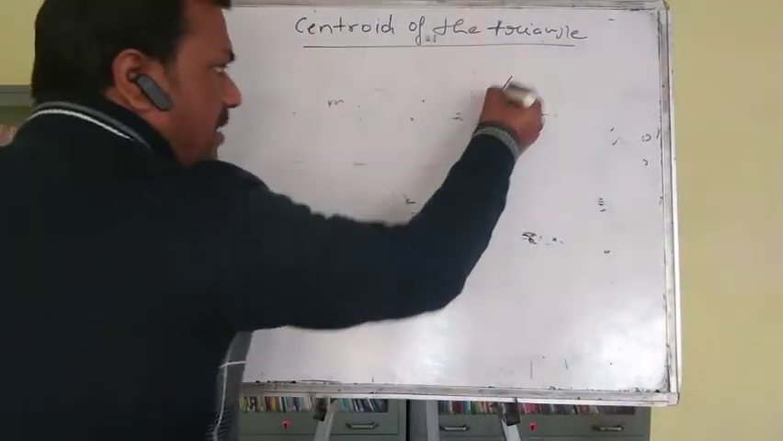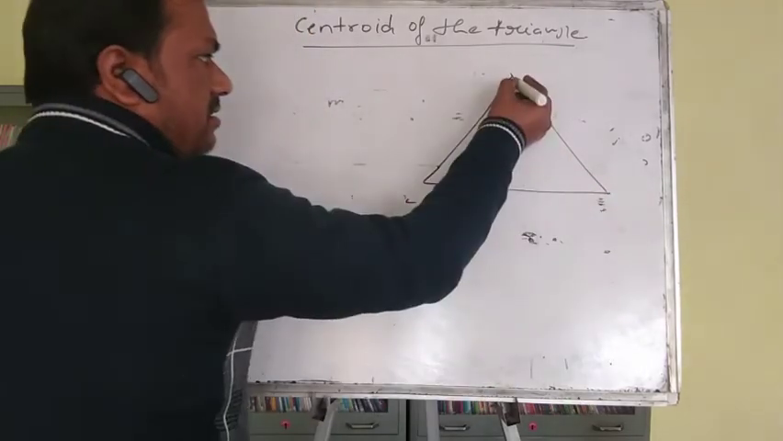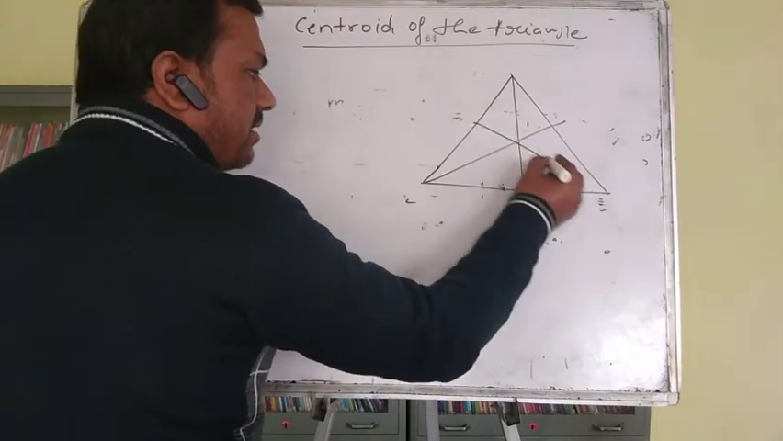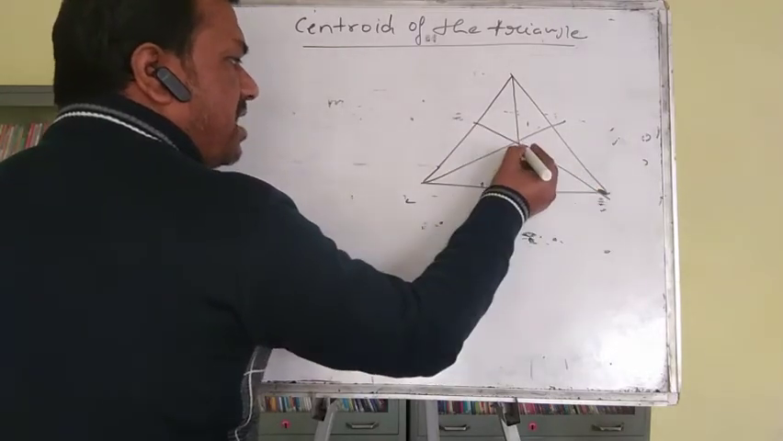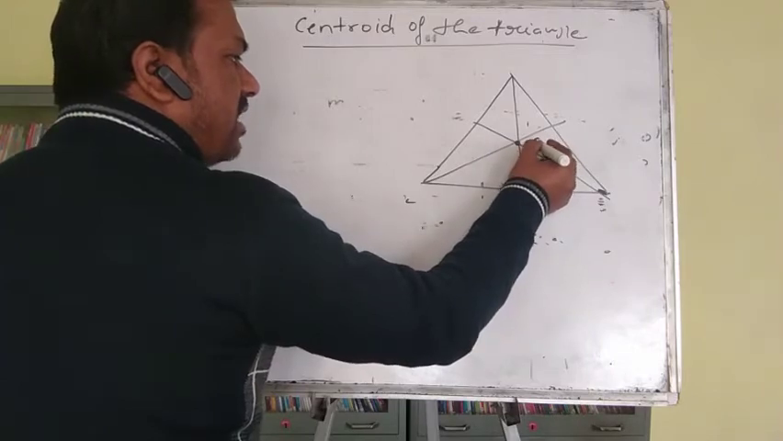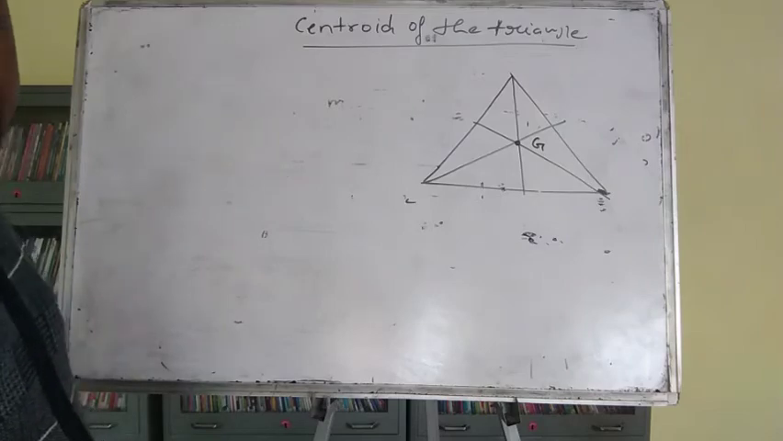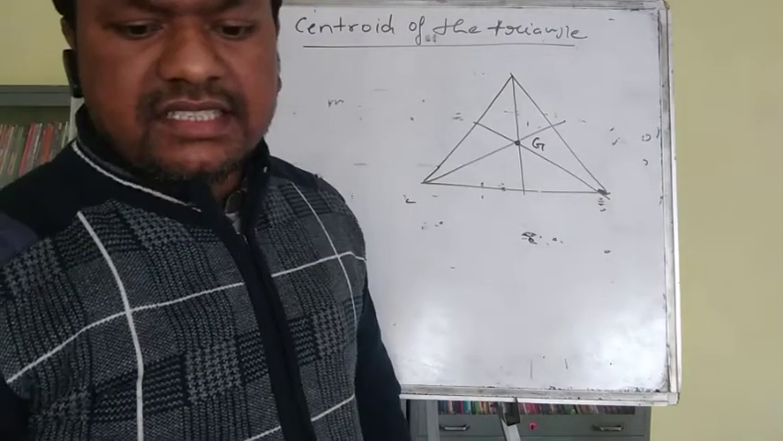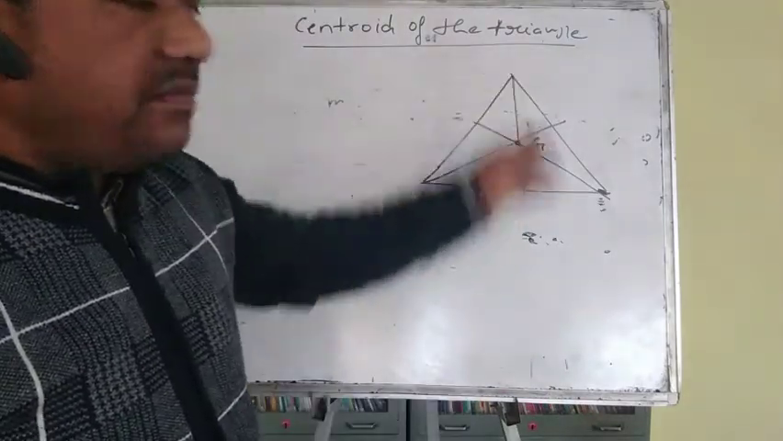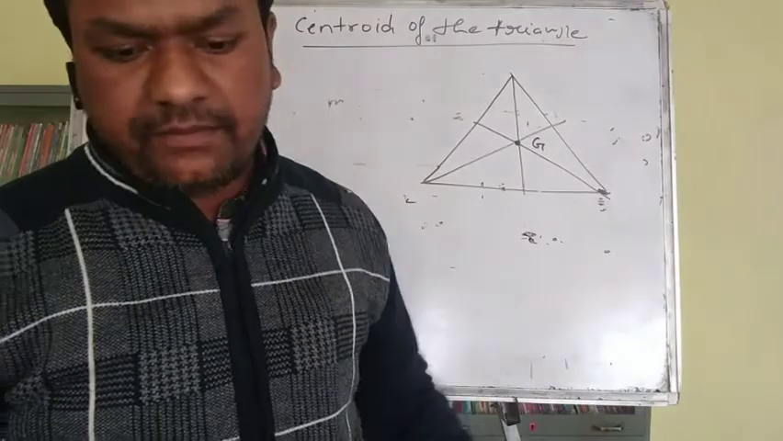Medians, where the medians of the triangle meet, let us see. This is the median, this is the median, and this is the median. They meet at a point. This is called the centroid of the triangle. The centroid divides these medians in the ratio 1 to 2 or 2 to 1.